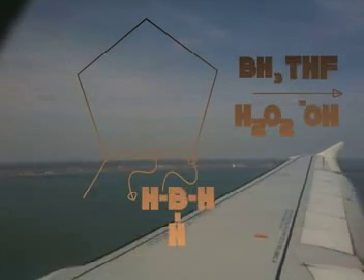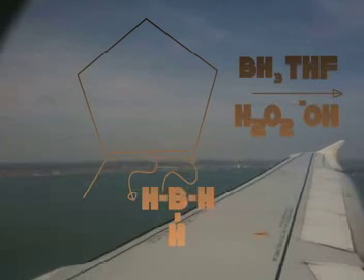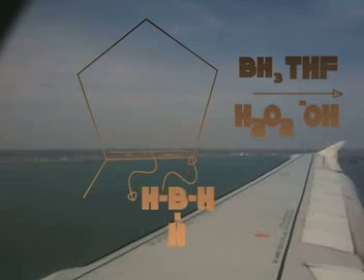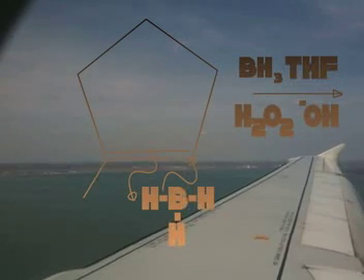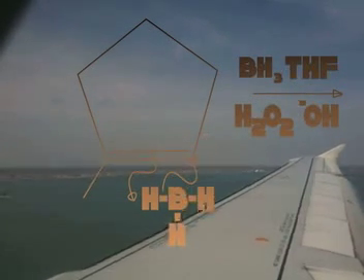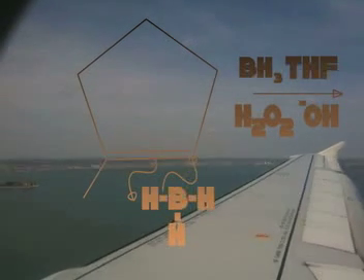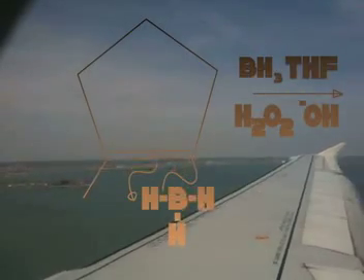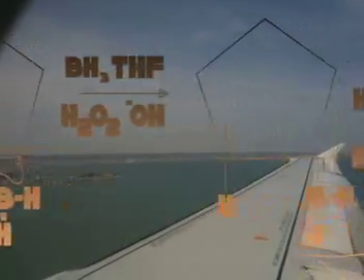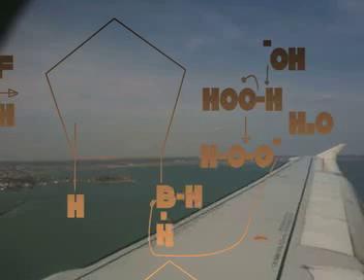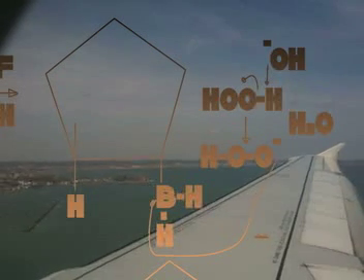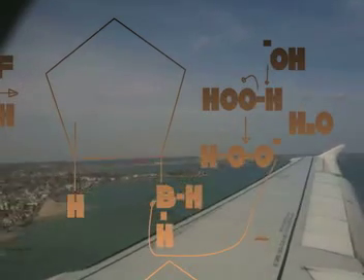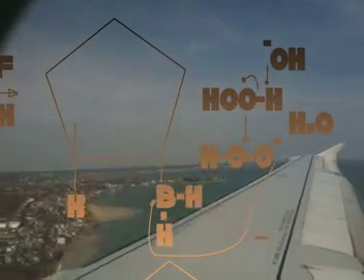Now, in that first step, when both groups go in from the same side, what do you call that? Syn addition. Syn addition means it comes in from the same side. That's why here I have them drawn on the same side. As opposed to what we're going to see in a minute with the addition of Br2, where they add from opposite sides.